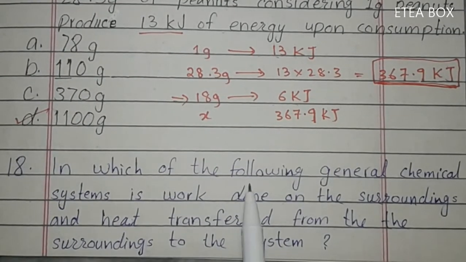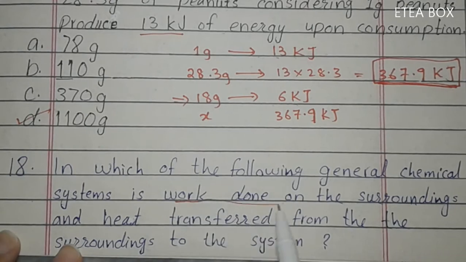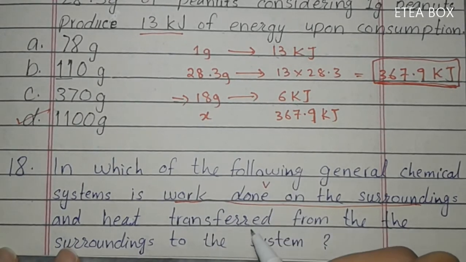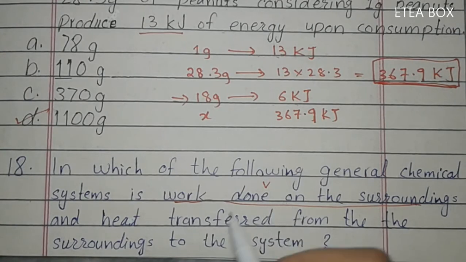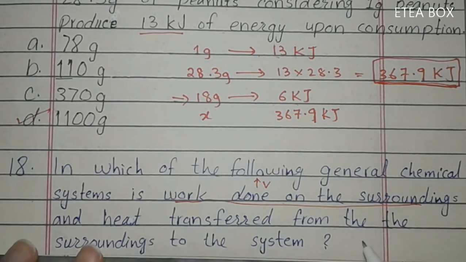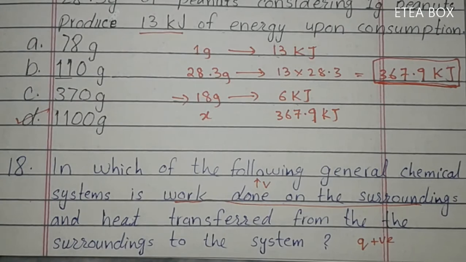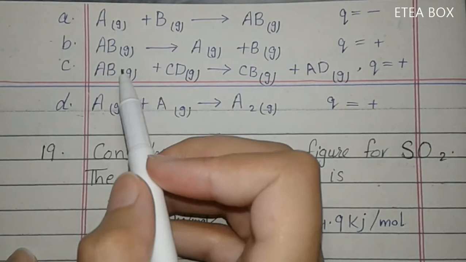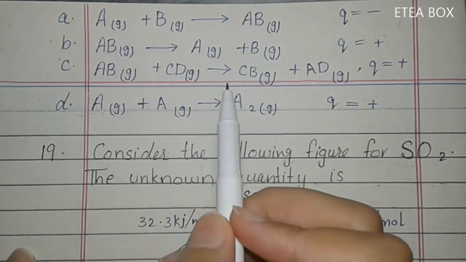18. In which of the following general chemical systems is work done on the surrounding? Work done on the surrounding means that its volume increases. When volume increases, it means that work is done on the surrounding. And the heat transferred from the surrounding to the system means that the heat must be positive. Now look at the options. The first condition was that work is done on the surrounding, which means the volume increases.